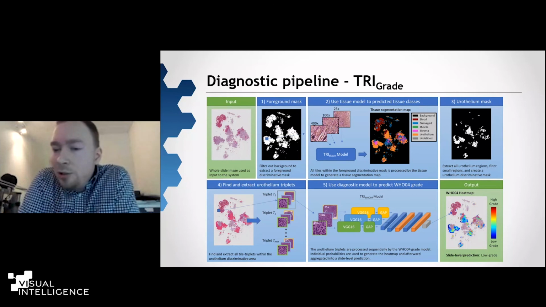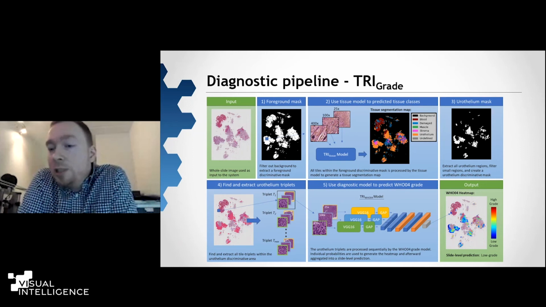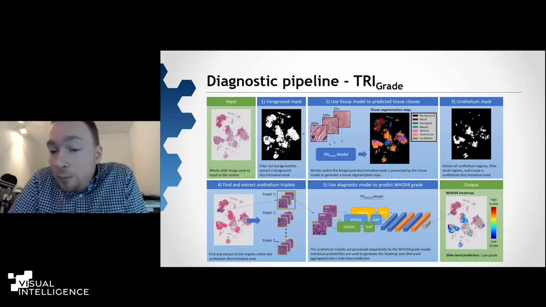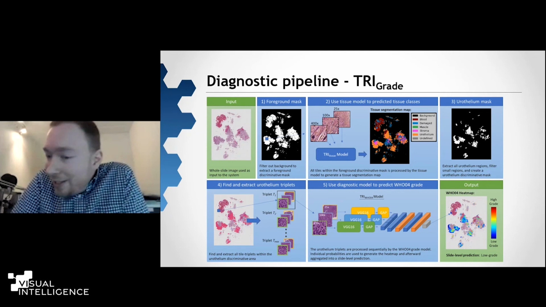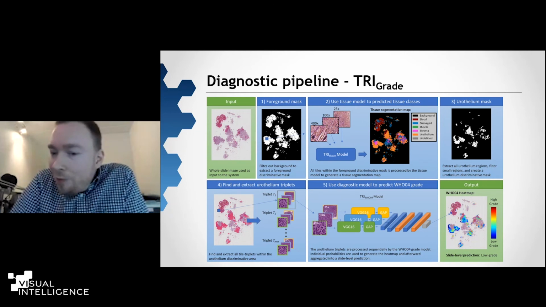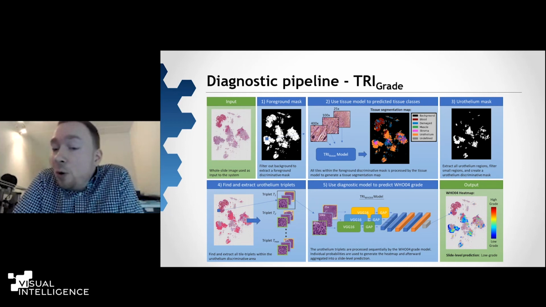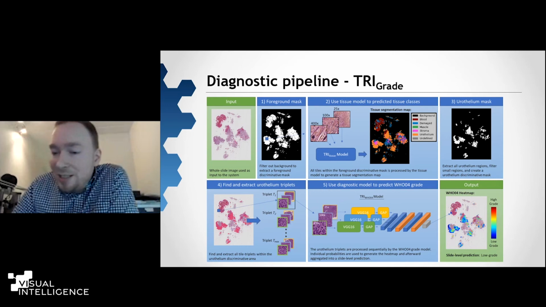Here is the full diagnostic pipeline. It is called TRI-GRADE, and it consists of both the TRI-tissue model as well as the WHO 2004 grading model. As we have seen earlier in the presentation, in step 1, a foreground mask is found from the slide and used as a reference to feed all the foreground tissue through the tissue segmentation model in step 2. This creates the tissue segmentation map, which can be of great help to the pathologist.